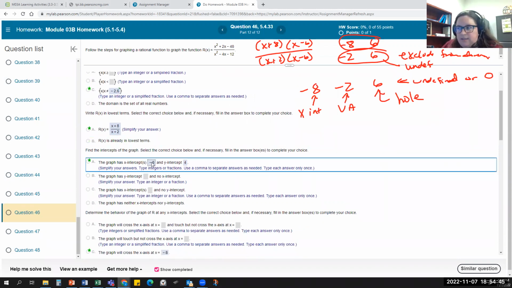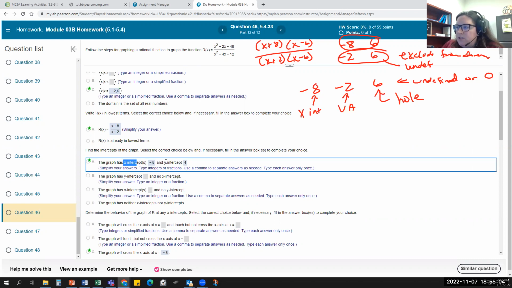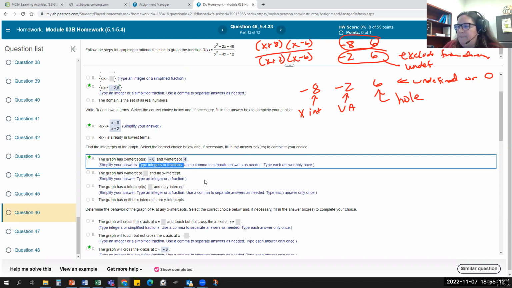So then you're going to have the x-intercept and the y-intercept. The y-intercept can be found by plugging zero into the original unfactored form, the simplified form. It'll still be the same. So the y-intercept isn't affected by those factors that canceled. Because it's saying the x-intercept and the y-intercept, you're just typing in the numbers, not ordered pairs. If it doesn't say type ordered pairs, don't type ordered pairs.